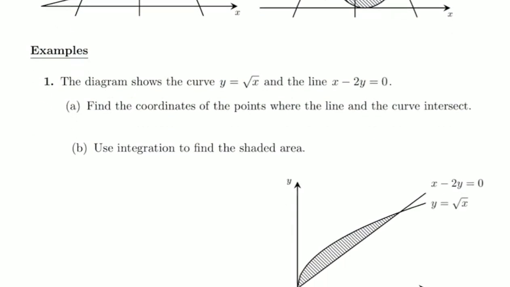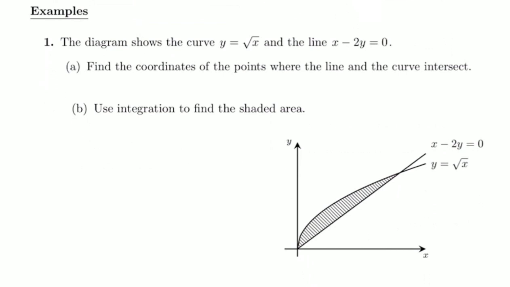to find enclosed area. So here we've got an example, and it says the diagram shows the curve y equals the positive square root of x and the line x minus 2y equals 0. We need to find the coordinates of the points where the line and the curve intersect, and we're going to use integration to find the shaded area.